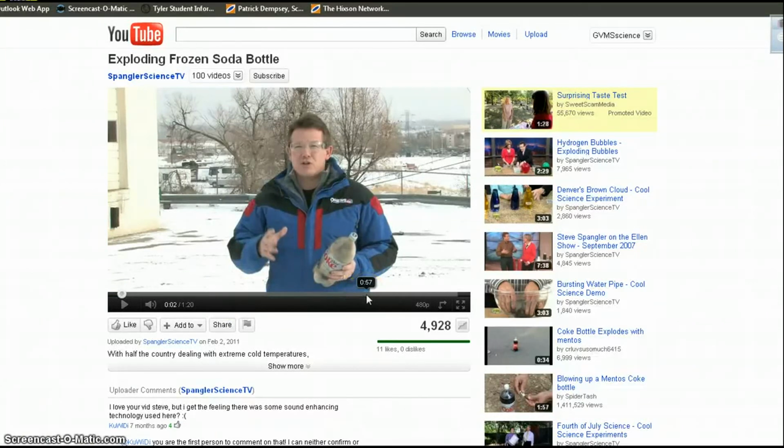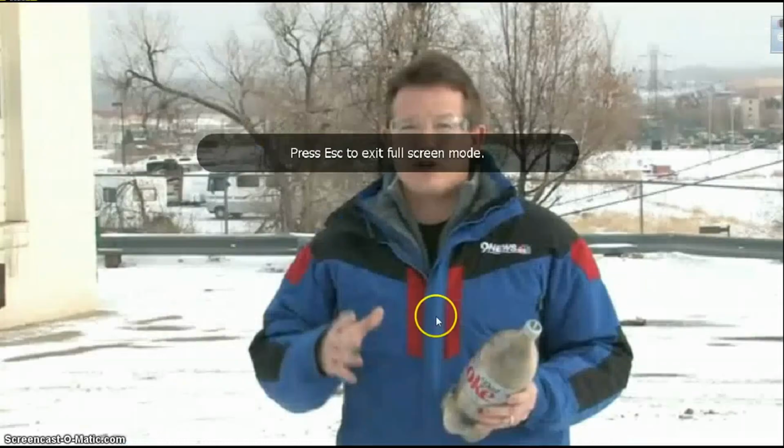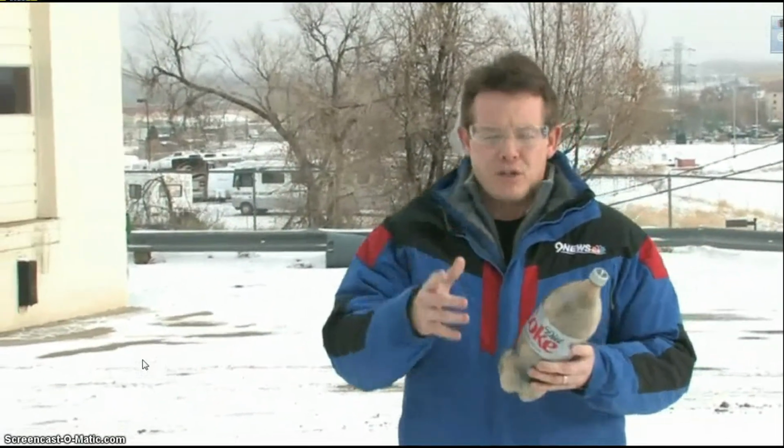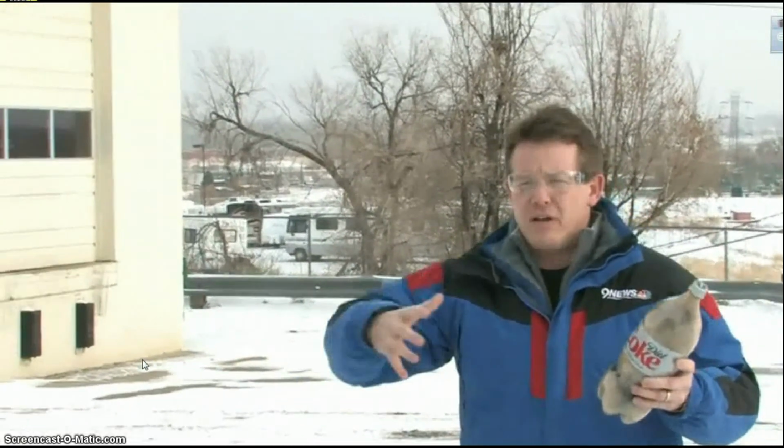to see what happens when water freezes in a contained space.